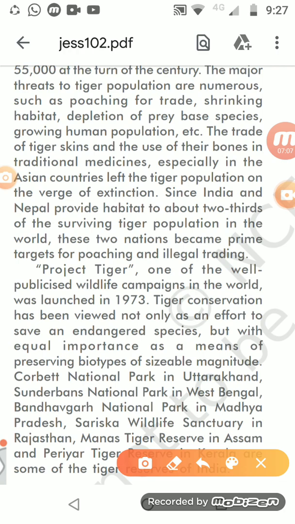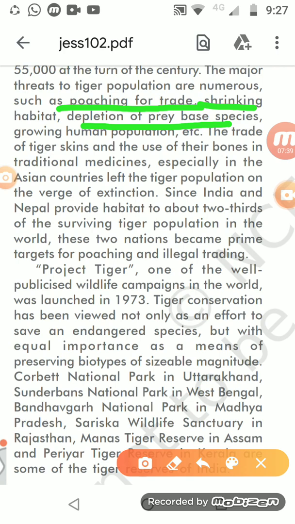Children, try to understand one thing. We have to understand why the tiger is becoming extinct. First reason is poaching for trade. Shrinking habitat means we are clearing the forest. We are using this forest land for agricultural land. We are also not taking care of the animals who are staying in these national parks and in the forest. So, depletion of prey based species.